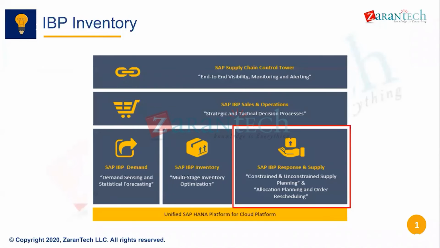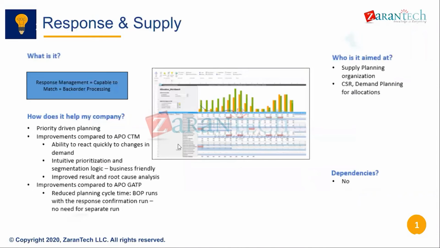Now we come to the last module of SAP IBP, which is SAP IBP Response and Supply. Here we are seeing how we are going to handle our backorder processing using the response management. Earlier we had a module called APO CTM, capable to match, which was nothing but our priority based planning, where we used to do our priorities. But now using the SAP IBP response module, similar features have been introduced, where we are doing our response, and here we are focusing on our supply planning, which is more kind of order-based planning.